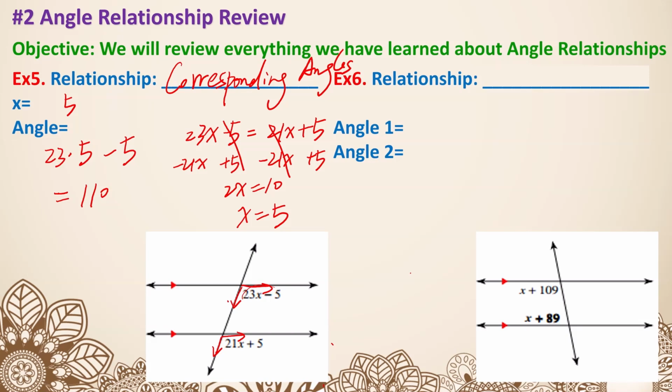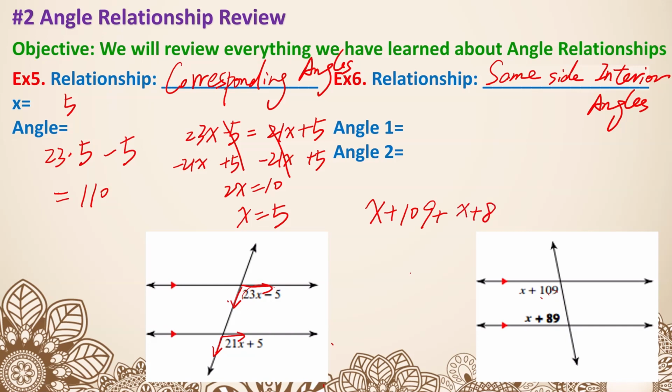Moving on, example 6. They're both on the inside of the parallel lines, and they're on the same side of the transversal. So that would be same side interior angles, or consecutive interior angles, either way. For interior angles, you can clearly tell they're not the same, so it's going to be adding up to 180 degrees. So x plus 109 plus x plus 89 equals 180. We set them up using one angle adding the other angle equals 180.